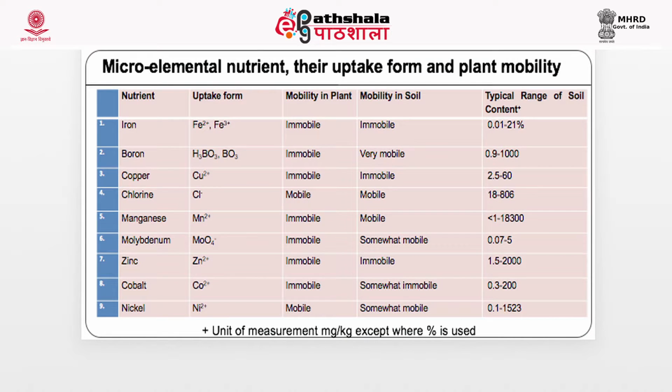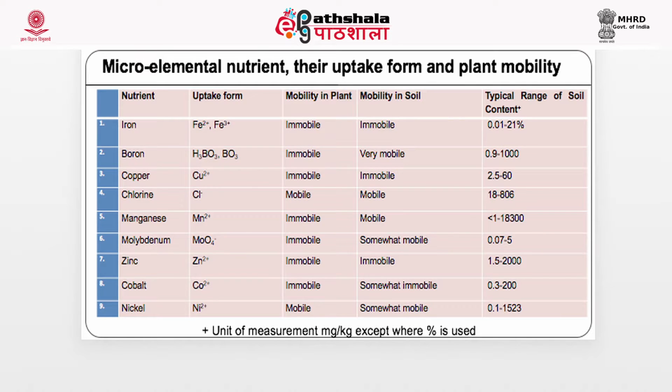Boron is taken as borate and boric acid. They are immobile and very mobile in plant and soil respectively, and their range varies from 0.9 to 1000 milligram per kg. Similarly, copper is immobile in plant and soil and it ranges from 2.5 to 60 milligram per kg. Chlorine is mobile in plant and soil. Its range is 18 to 806 milligram per kg. Manganese is immobile in plant but mobile in soil, and it varies from 1 to 18,300 milligram per kg.